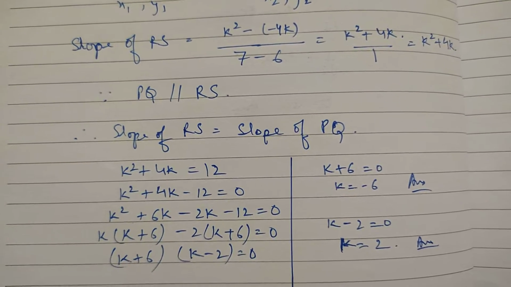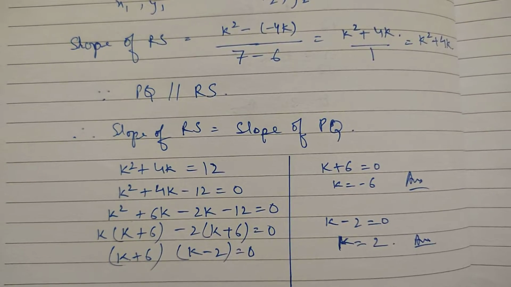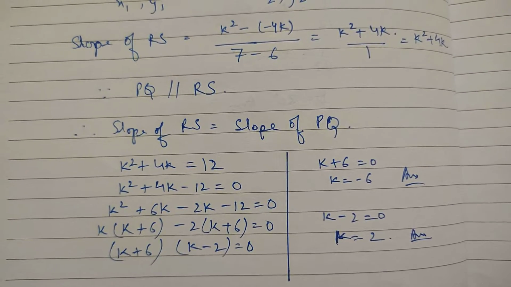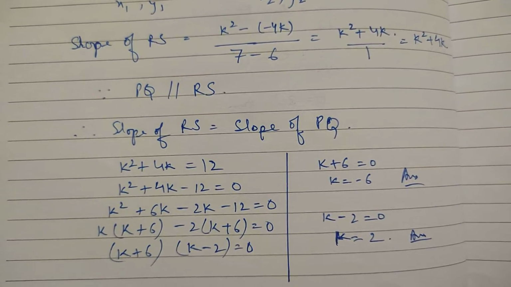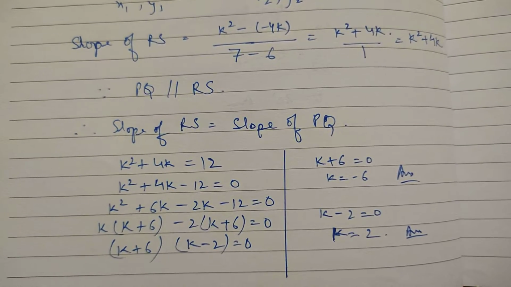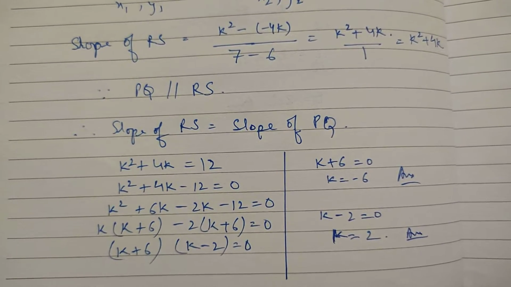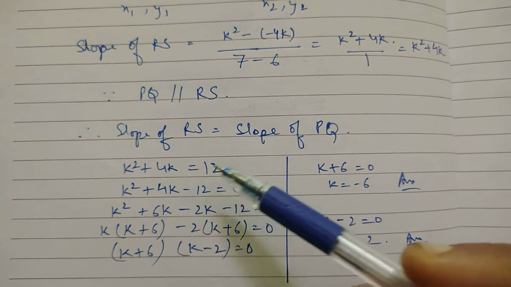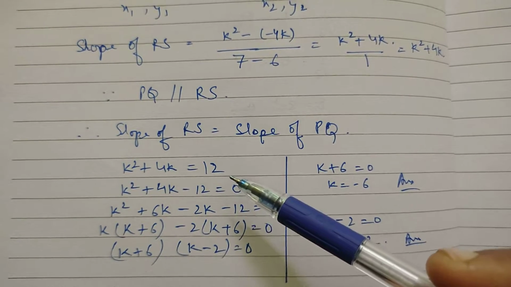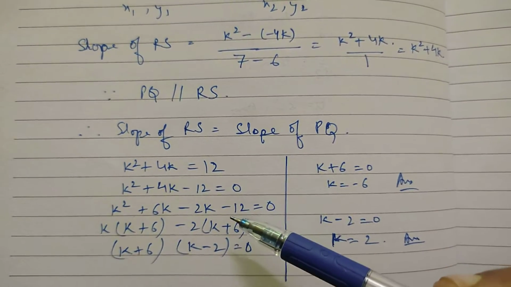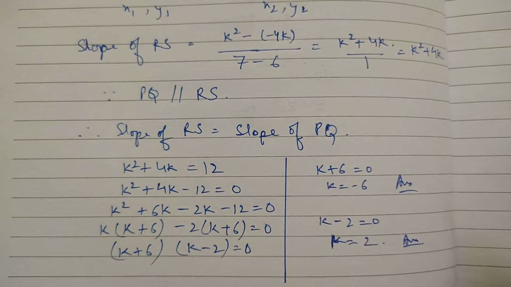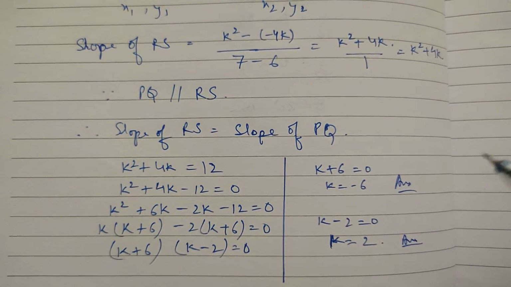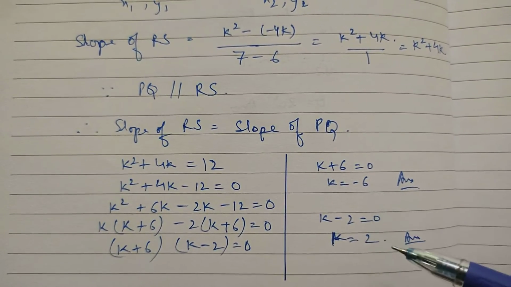So in this way, because we were already told in this question that the PQ is parallel to RS, first we have taken out the slope of PQ, then the slope of RS, and by the concept that because the two line segments are parallel, their slopes will be also equal, by that concept we have shown this equation, and a quadratic equation was formed, which we have solved by the factorization method, or you can also solve it by quadratic equation formula method. So you will be getting two values of k as minus 6 and 2.